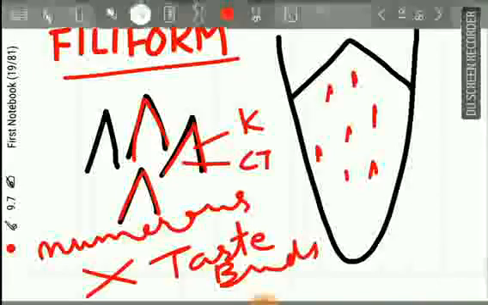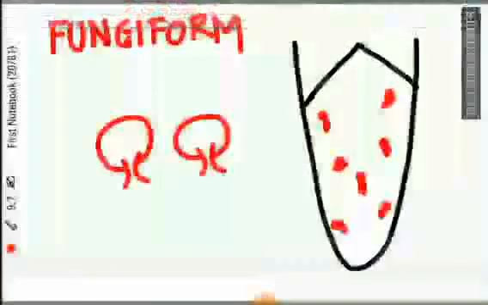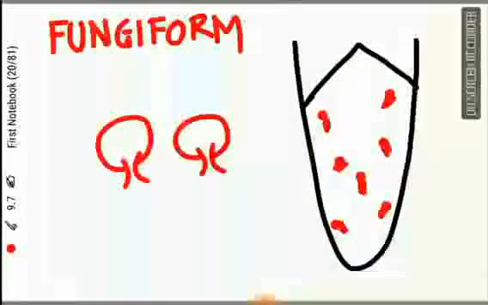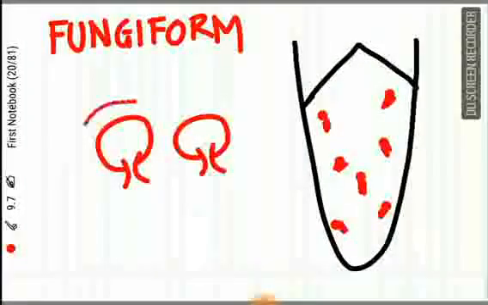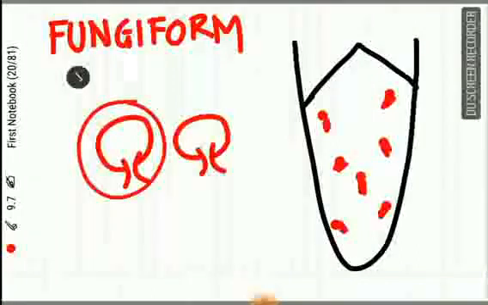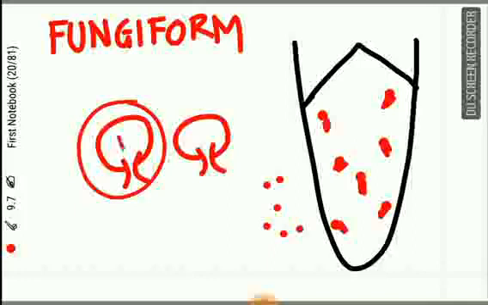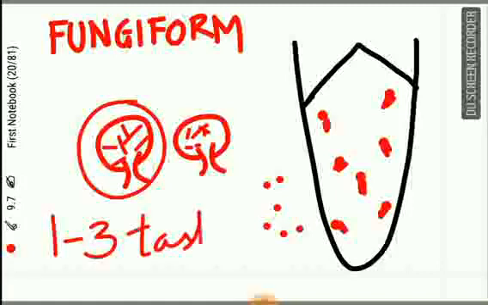Now comes the next papillae, the fungiform papillae. In between the filiform papillae are mushroom-shaped papillae, called the fungiform papillae. They appear as very red dots on the tongue, and there is a rich capillary network inside the fungiform papillae. These fungiform papillae contain 1 to 3 taste buds.